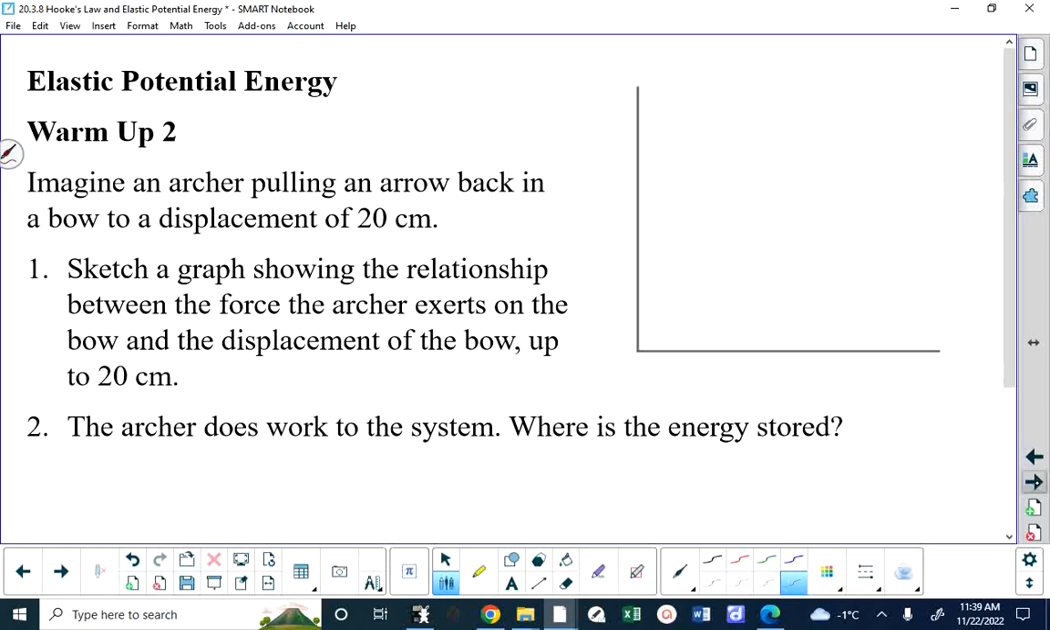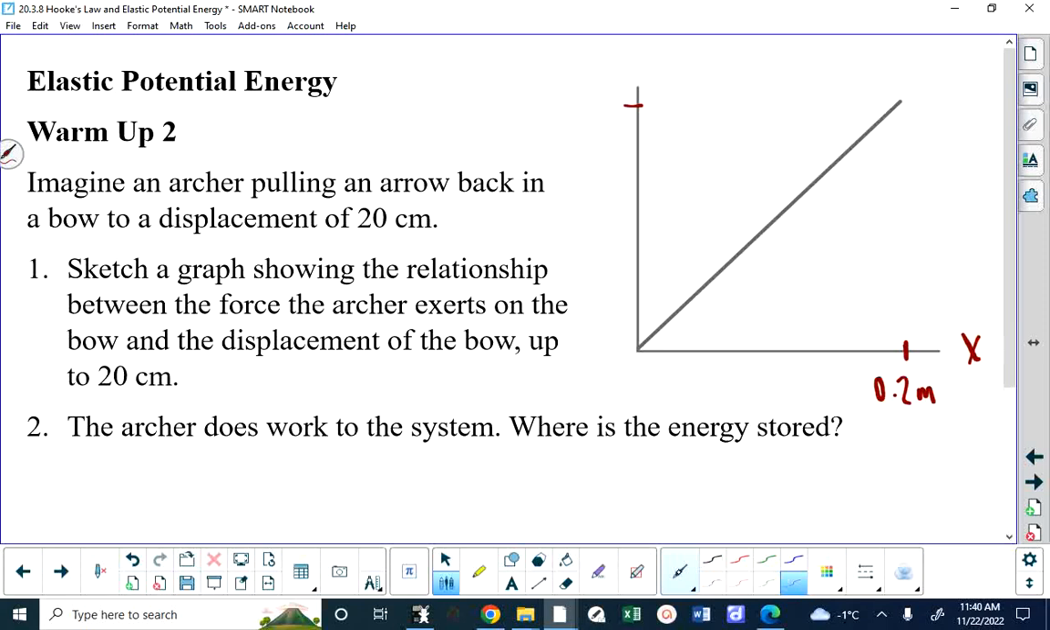Imagine an archer pulling an arrow back in a bow to a displacement of 20 centimeters. Well, the bow is a spring. A bow obeys Hooke's law because when you release the arrow, the bow goes back to its original shape. So what that means is if the bow follows Hooke's law, this is what the graph would look like, where this distance here is 0.2 meters. This is x. And this force up here is some force. Okay?